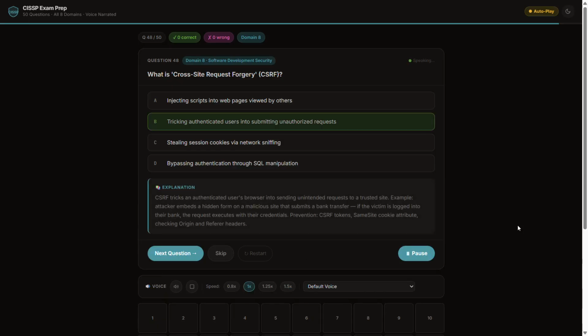Correct answer: B. CSRF tricks an authenticated user's browser into sending unintended requests to a trusted site. Example: attacker embeds a hidden form on a malicious site that submits a bank transfer. If the victim is logged into their bank, the request executes with their credentials. Prevention: CSRF tokens, SameSite cookie attribute, checking origin and referrer headers.